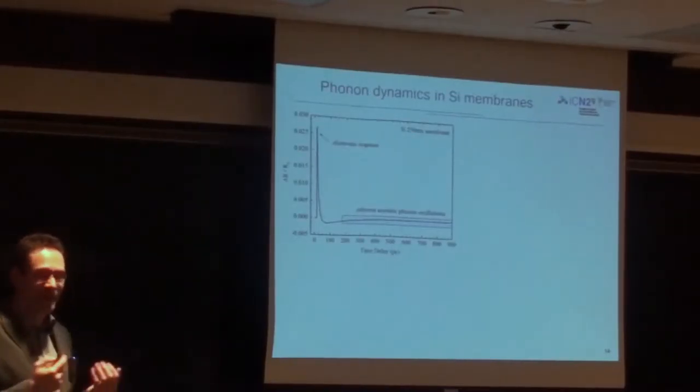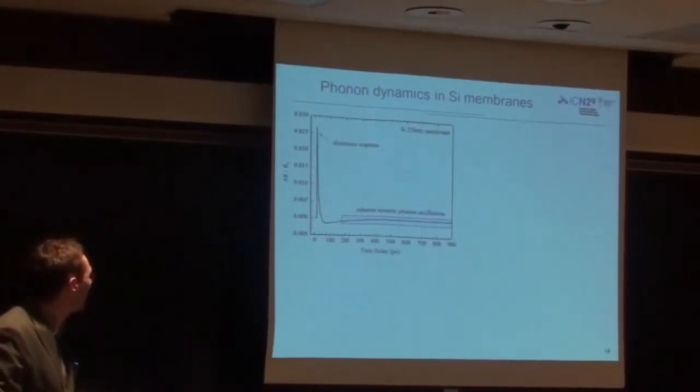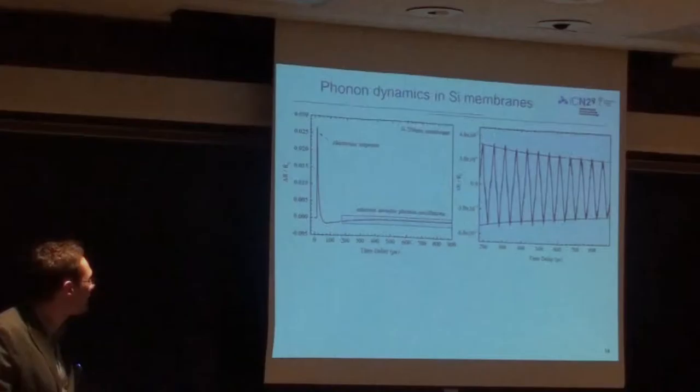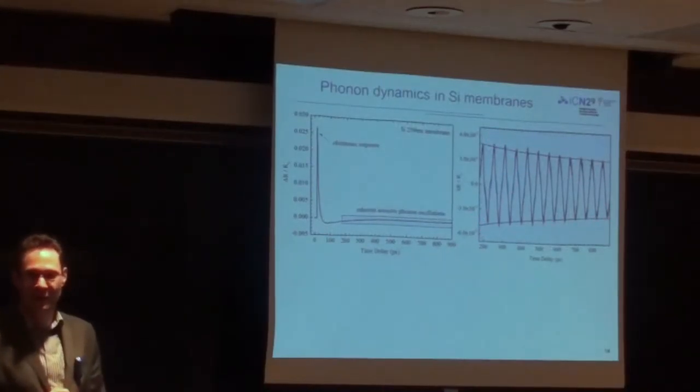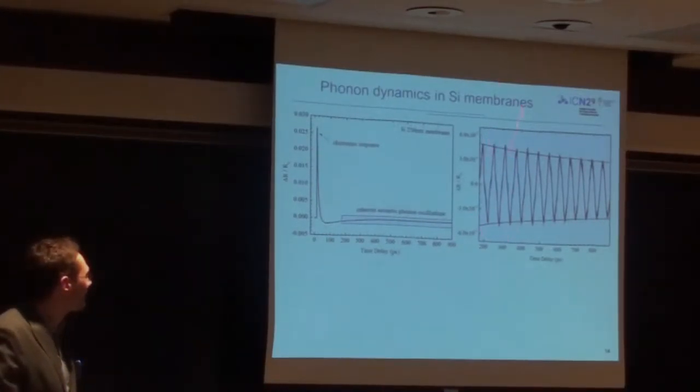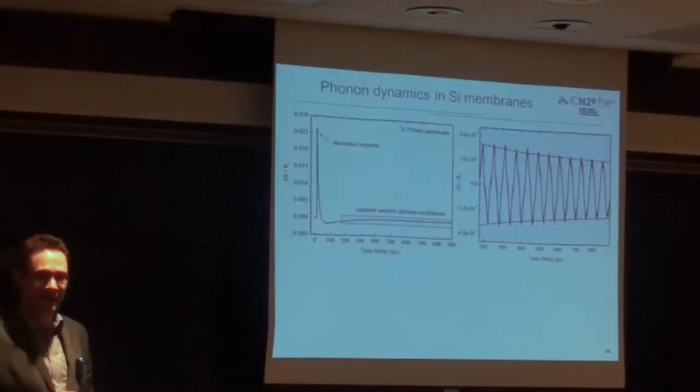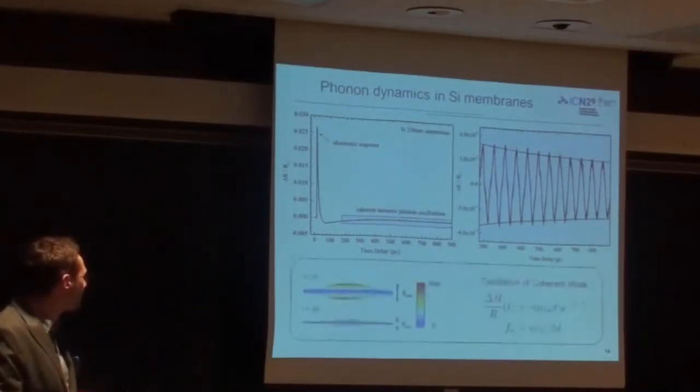So this is the signal that you're obtaining. In the beginning, you have a fast electronic response. And then you see these small oscillations. Let's zoom in a little bit. So that is actually the signal that we're interested in. And in this case, this is a kind of sinusoidal with some higher harmonics.